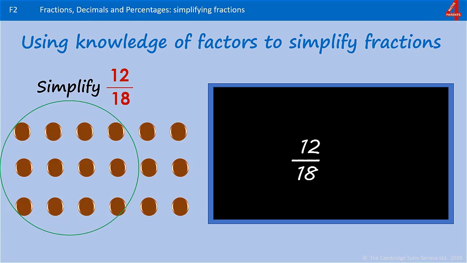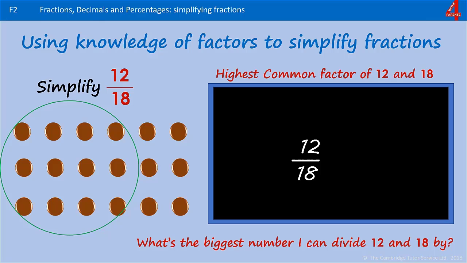They're not all as straightforward as that. To simplify 12/18, 12 doesn't go into 18, and you can see from the diagram with the chocolate drops that it's more than half. So we're going to have to use our knowledge of the common factors of 12 and 18. And we've got to find the biggest one, the highest common factor of 12 and 18.